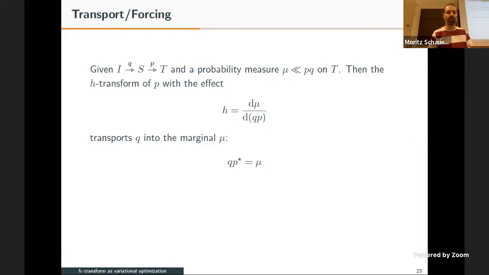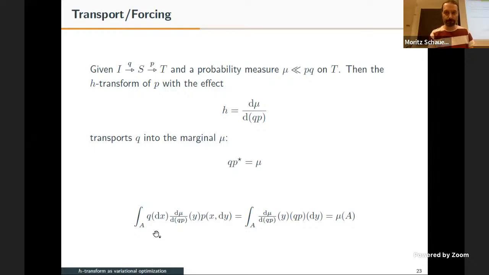If you take now the setting, you have a measure Q on S and a Markov kernel P from S to T. And you give me a measure mu, which is absolutely continuous with respect to PQ. So that's a measure times the kernel, that's the marginal distribution on the T space. And I'm using as function H, as effect, the likelihood ratio d mu over d(QP). And my claim is that this transports the measure Q into the marginal mu. So if Q is composed with P star, I'm getting mu. This is how I have to change my kernel to turn it into a machinery which pushes forward the measure Q into the measure mu. And one can easily convince oneself of that, just by writing down the definitions.